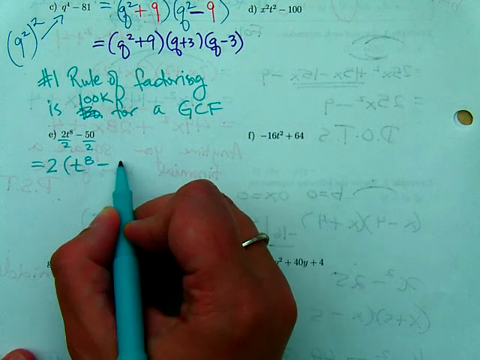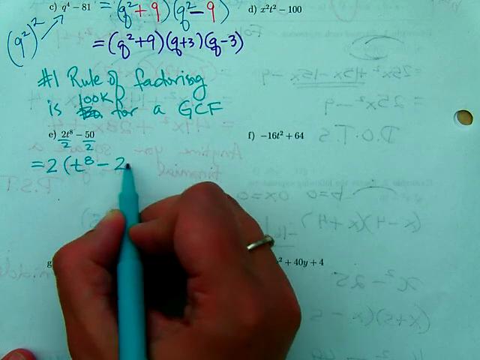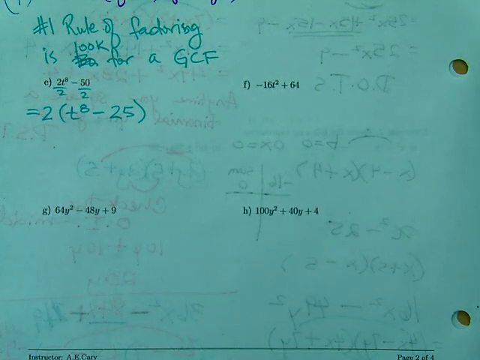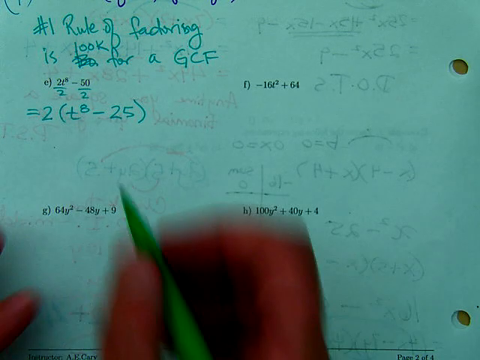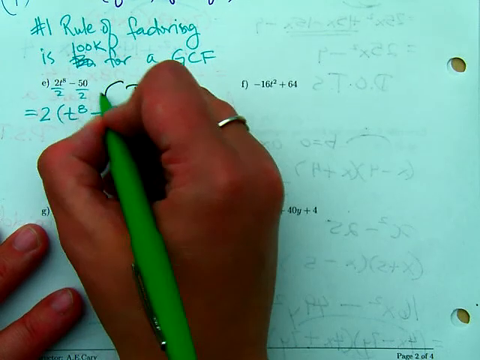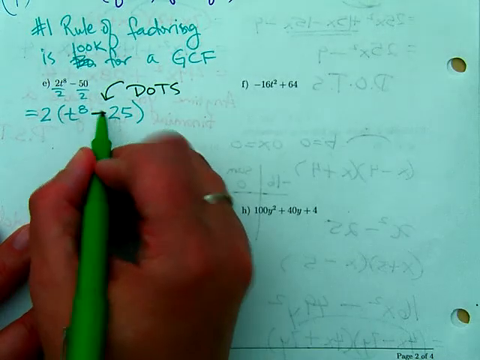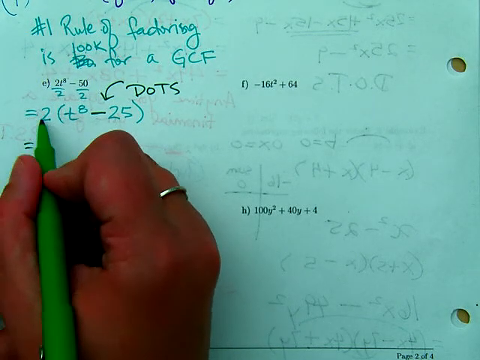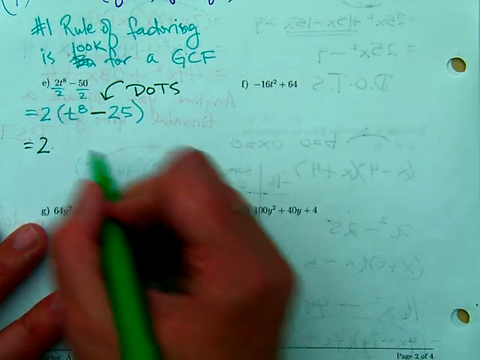And that becomes minus 25. Can that be factored further? What's that one called? Does it have a name? It's called a difference of two squares. This one, right? Difference, subtract. Square 1, square 2. So now the GCF is going to come down in front.